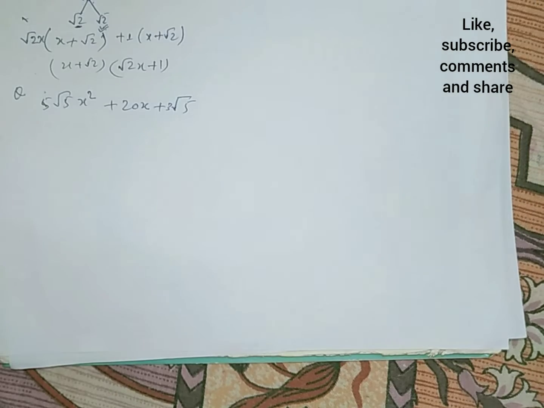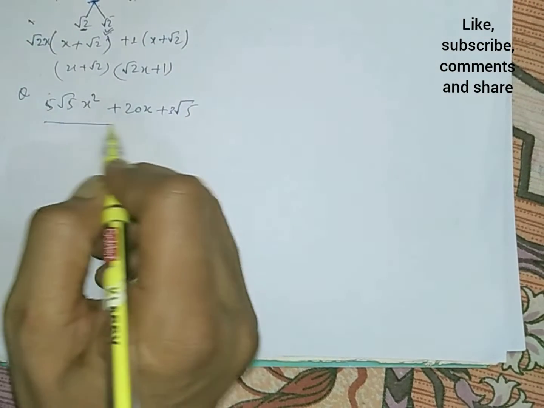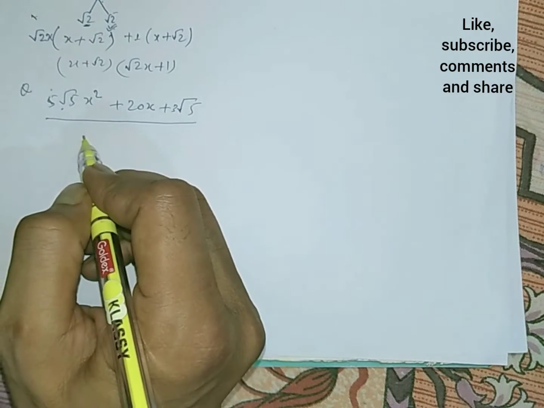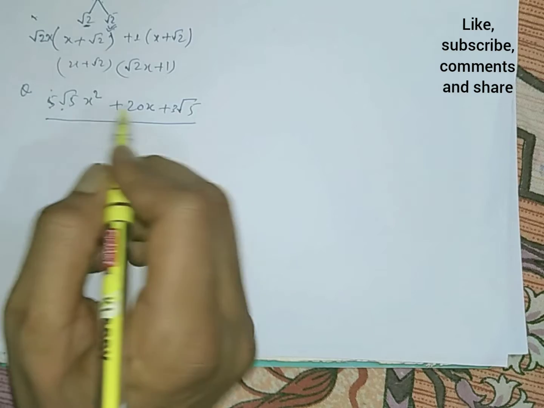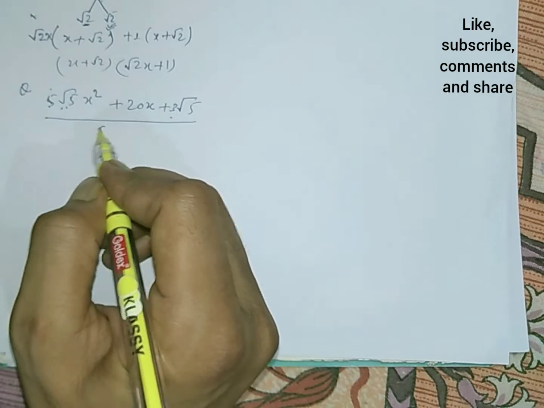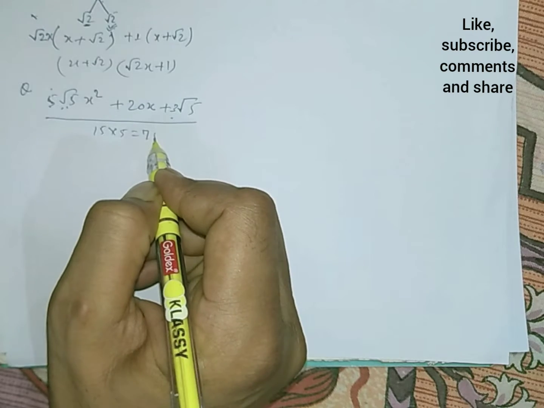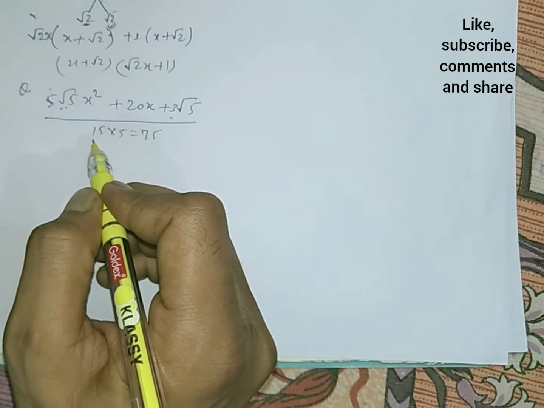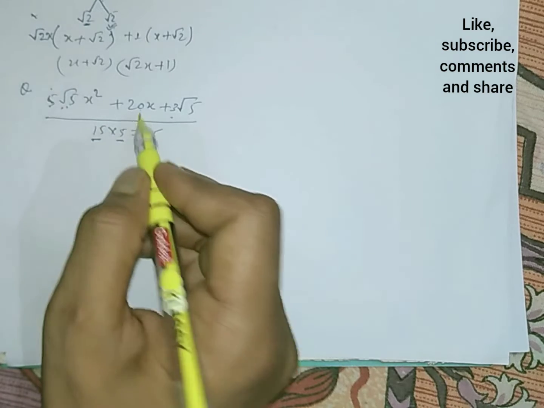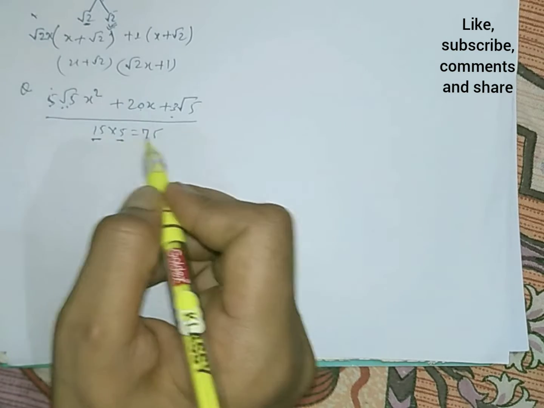Now the next question. Start: multiply the first term into the third term. The multiplication will be 5 times 3 is 15, and root 5 into root 5 equals 5. So 15 into 5 is equal to 75. This is also a breakable part, because 15 plus 5 equals 20, and 15 into 5 equals 75.